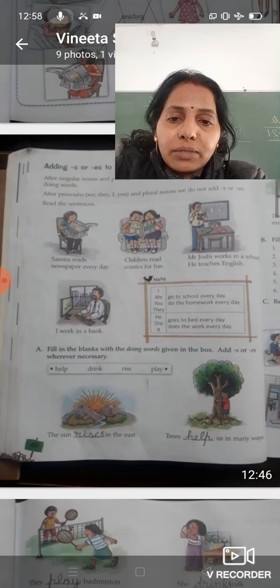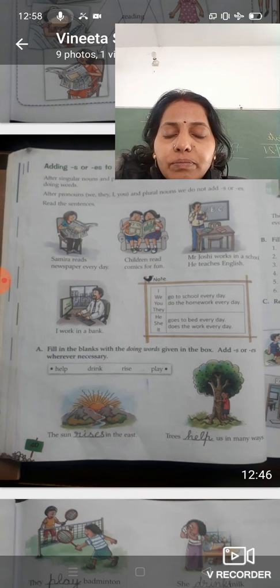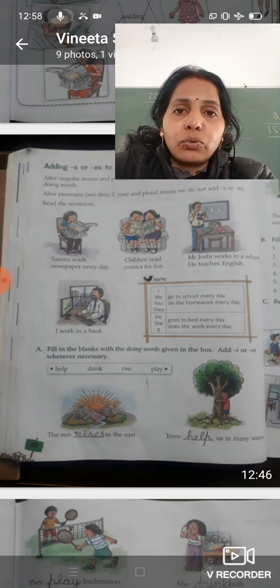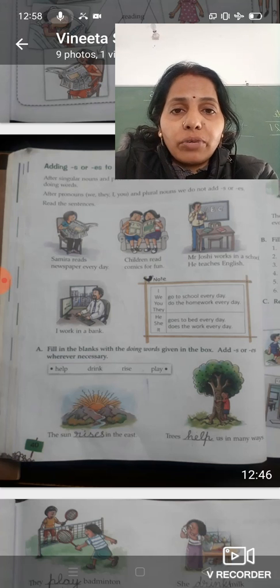Children, here you are seeing page number 40 and question number A. Fill in the blanks with the doing words given in the box. Add S or ES whenever necessary. So children, you already know this rule, and ma'am has already explained it in the videos.